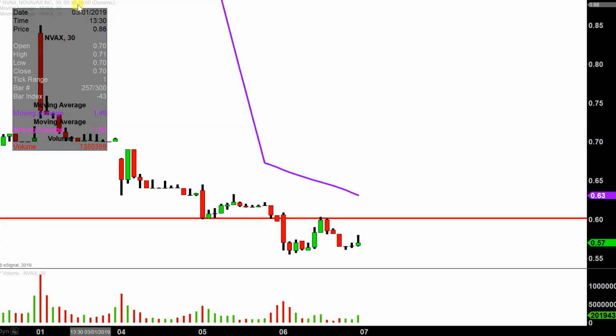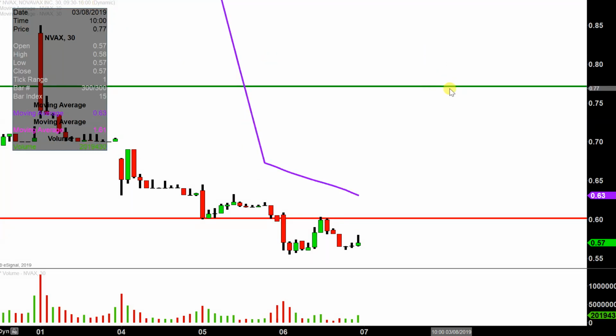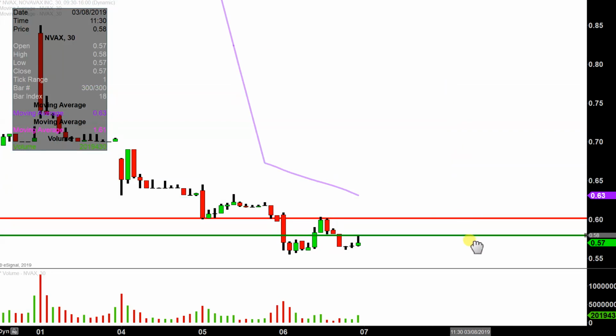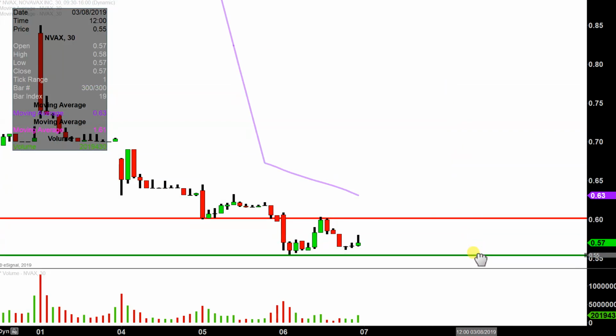As far as areas of support, kind of a case of deja vu here. Nothing complicated at all, other than the fact that the bleeding finally stopped today right down there slightly above the 55-cent mark. So 55 cents, we'll see if that's some sort of bottom. Right now, it's trying to be the bottom.